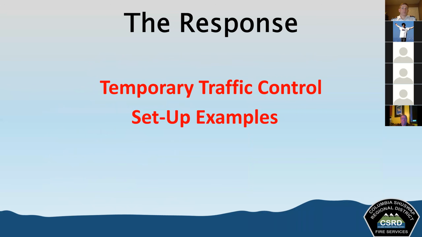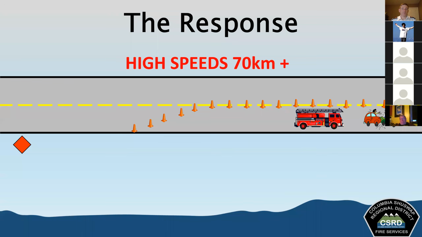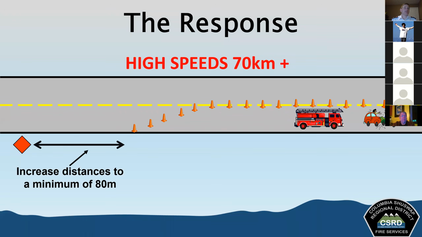Okay. I'm going to go through a couple of different examples of temporary traffic control that gets set up on highways. All right. So in this scenario, we're dealing with a highway, basically just a 2-lane highway, one in each direction, at speeds greater than 70 kilometers an hour. So a couple things to keep in mind, right? We want the distance for that advanced warning area to be a minimum of 80 meters, right? If we need more space, we take more space.